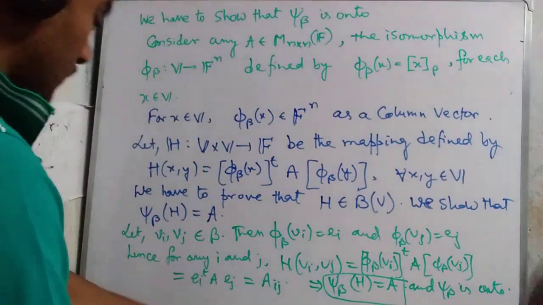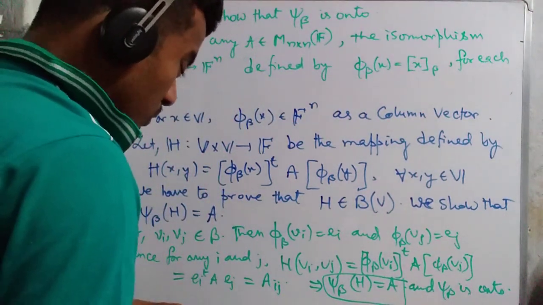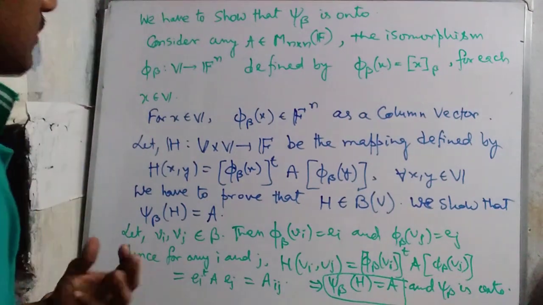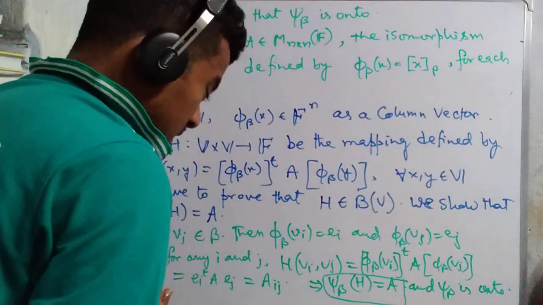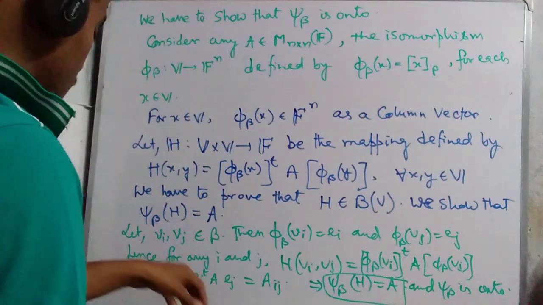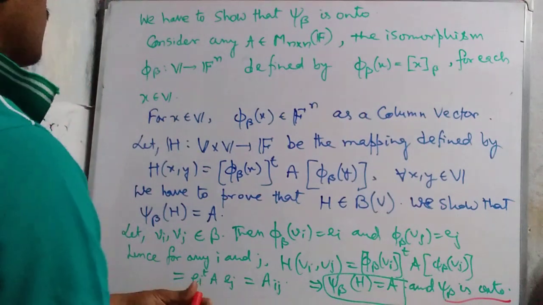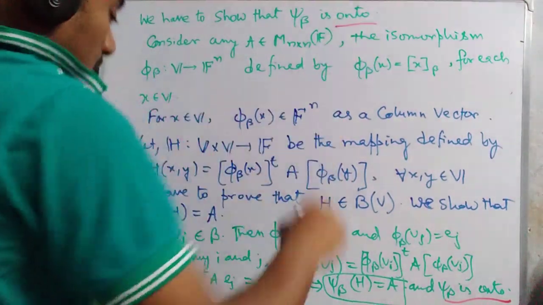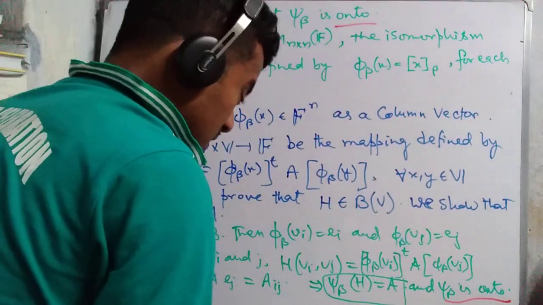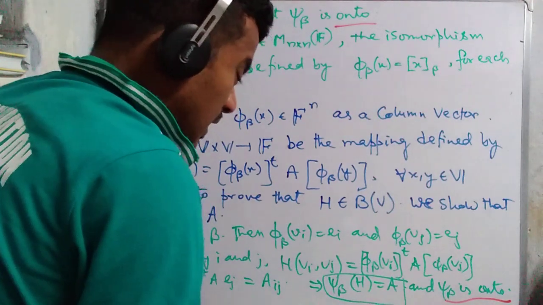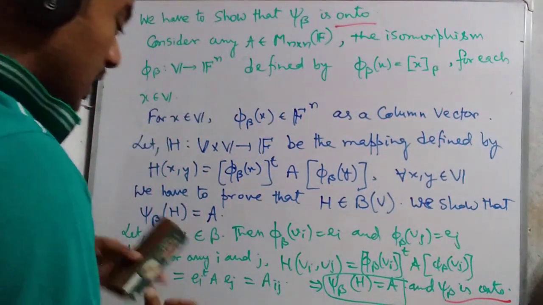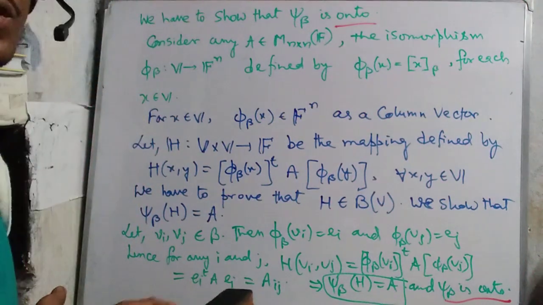So we also discussed clearly that psi beta is onto, and again we also discussed that psi beta is one to one. And psi beta is linear, so psi beta is an isomorphism. So we also proved this theorem.